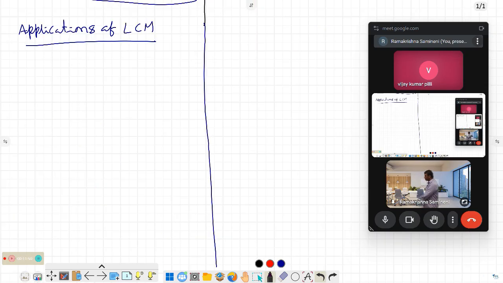Okay. Applications of LCM, law of conservation of momentum. We will discuss only two for this level, and the remaining will come in the higher levels. So the basic one we are going to discuss first is recoil velocity.